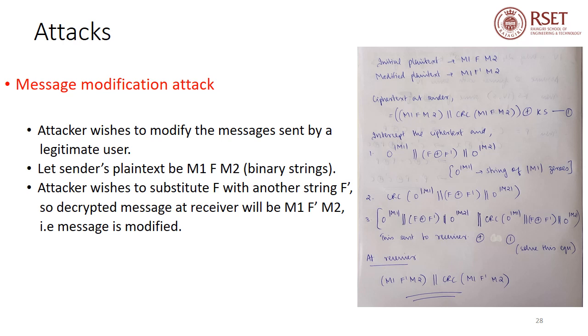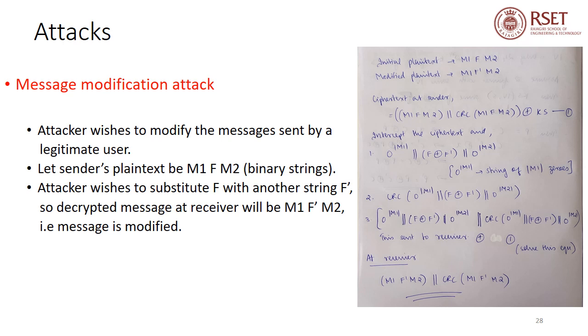What the attacker wishes to do is modify the message in such a way that he substitutes the binary string F with another string F dash, so that by the time the message reaches the receiver in an encrypted form and is decrypted, the message received at the receiver will be in the form M1 F dash M2. That is, the message is getting modified. The attacker doesn't want to access or understand what M1 and M2 are. He simply wants to modify that F part into F dash. This kind of attack is known as message modification attack.